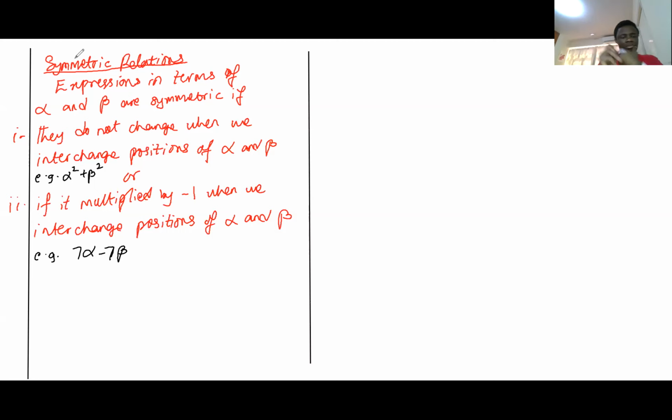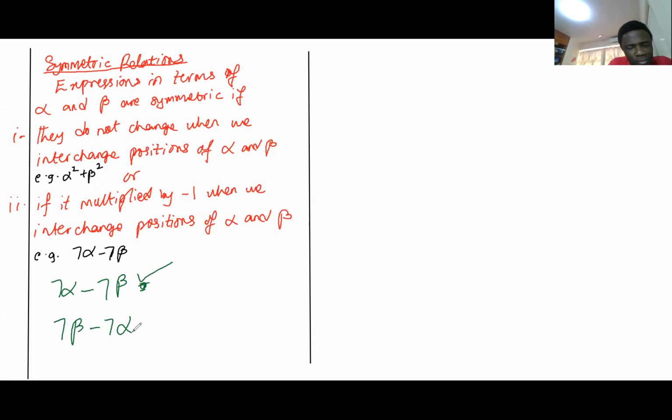What does the number 2 mean? If you multiply by -1, okay, now for number 2, so this 7 alpha minus 7 beta, this is the original one, right? If I change the position of alpha and beta, I get 7 beta minus 7 alpha, yes? And this is actually the negative of 7 alpha minus 7 beta. So if it's multiplied by -1 when you interchange the position. So if I multiply the original by -1, I get the interchanged one. Do you agree? Yes. If you change the position, it looks like you have multiplied by -1.